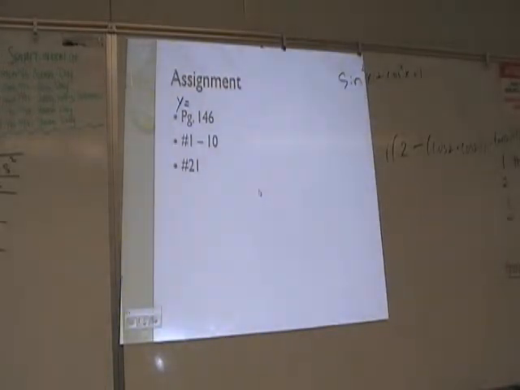Here's your assignment. So it's Friday, huh? Yes. I'm just kidding. Today is Friday. Page 146, number 1 to 10, and then number 21.